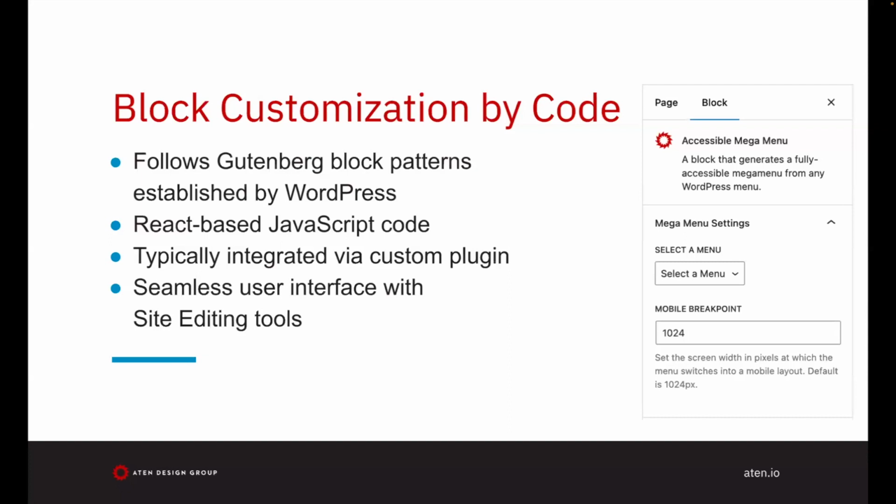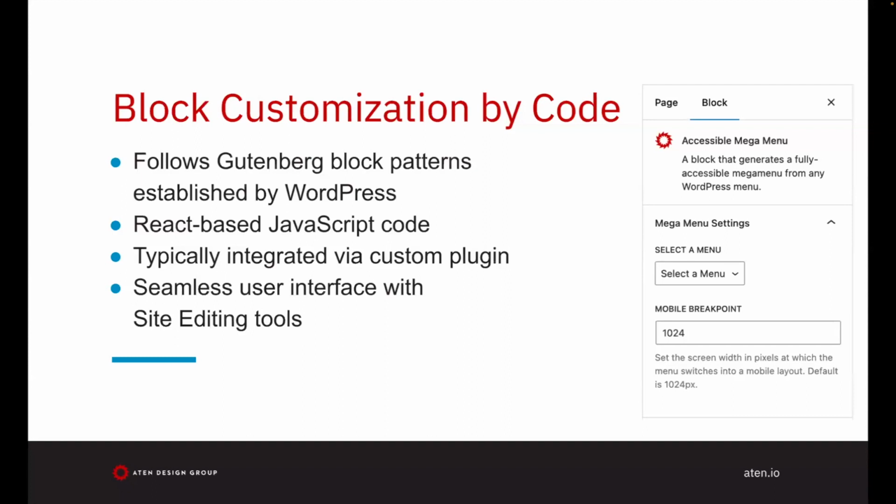The full process of building custom blocks through code is a bit beyond the scope of what we're able to cover in just this lunch hour session, but WordPress provides official documentation, templates, and tutorials for creating custom Gutenberg blocks to guide the process. These custom blocks are then integrated into a site through the creation of custom plugins. Since blocks using this Gutenberg pattern follow native WordPress, these blocks will integrate seamlessly into the site editor.